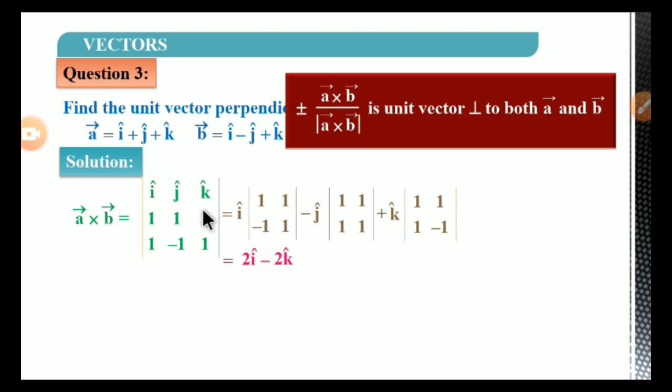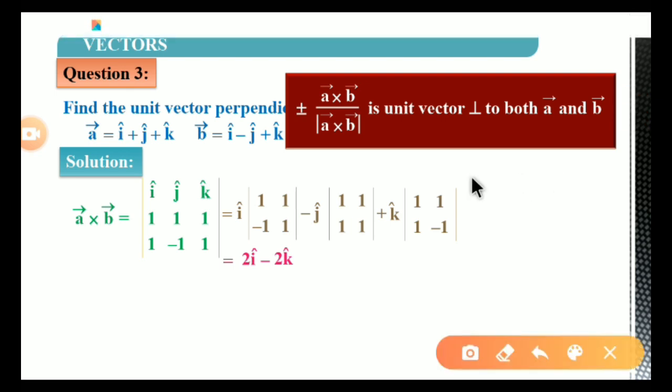So after simplification, 1 minus of minus 1 means this becomes 1 plus 1, so it becomes 2i. And this is 1 minus 1, which is 0, so here we cannot consider this value, it is already 0. And next plus k, this is minus 1 minus 1, which becomes minus 2, so 2i minus 2k is the value of A cross B.